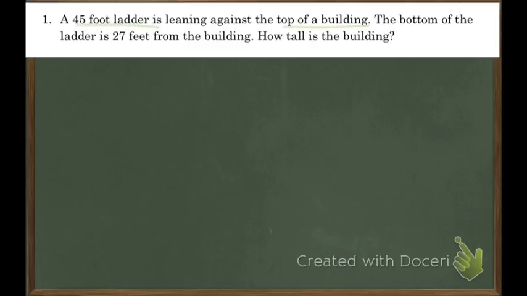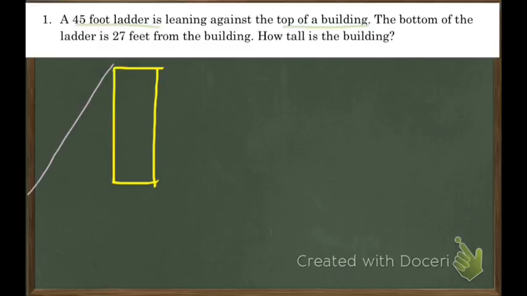So if I draw a building, because that's what we're talking about, we've got a ladder leaning up against it. I don't know if you've ever seen a ladder, but typically it looks something like that. Comes off the side, and so it's leaning off the top of the building. The bottom of the ladder is 27 feet from the building. So the bottom of the ladder would be 27 feet from right here. So this is the section of the problem we're talking about.